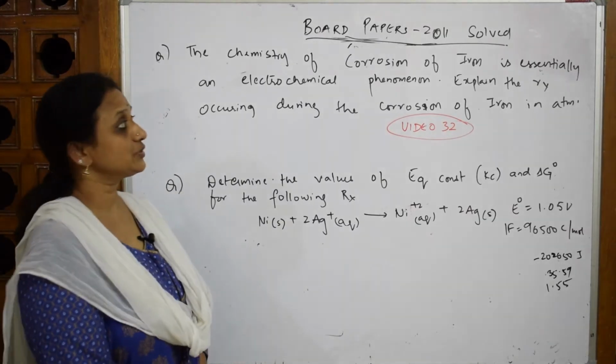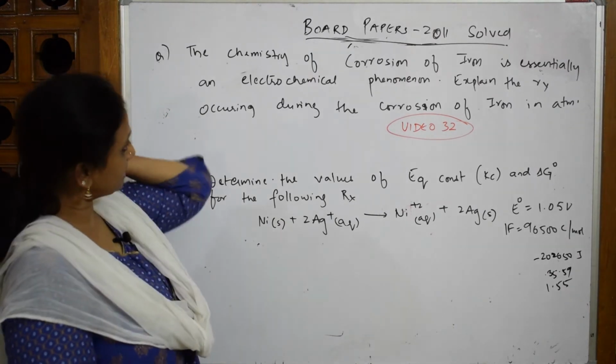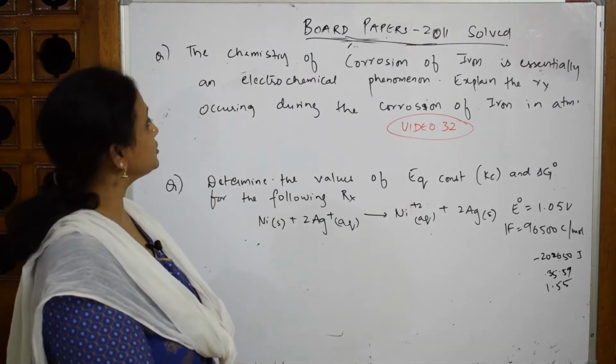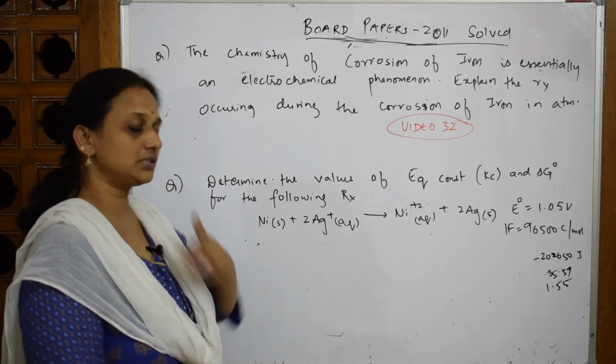Let's come back and start with your 2011 paper. In the 2011 paper, they've given us: the chemistry of corrosion of iron is essentially an electrochemical phenomenon. Explain the reaction occurring during the corrosion of iron.